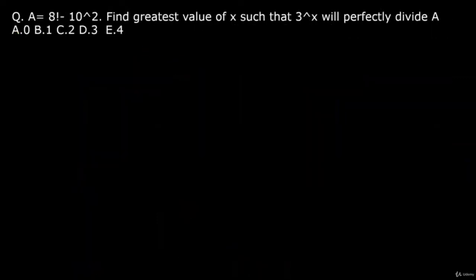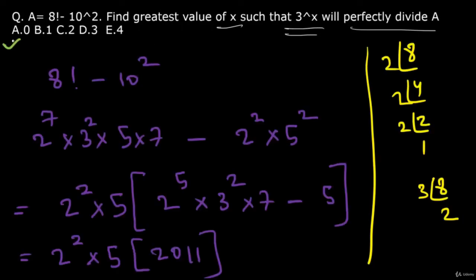Let's read the next question. A is equal to 8 factorial minus 10 square. Find the greatest value of x such that 3 to the power x will perfectly divide A. Alright, what's the correct answer to this question? The correct answer is option A, that's 0. Right? You do not have even 3 to the power 1 which can divide A.